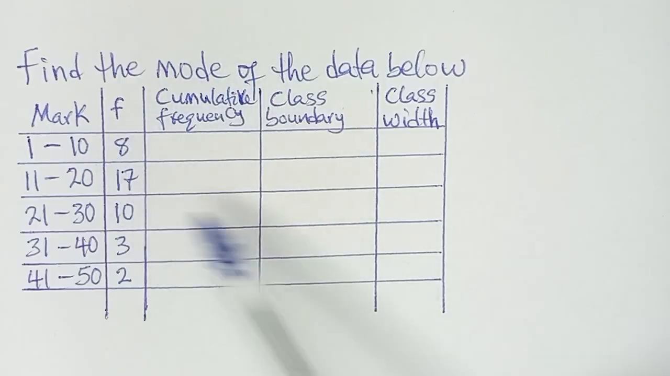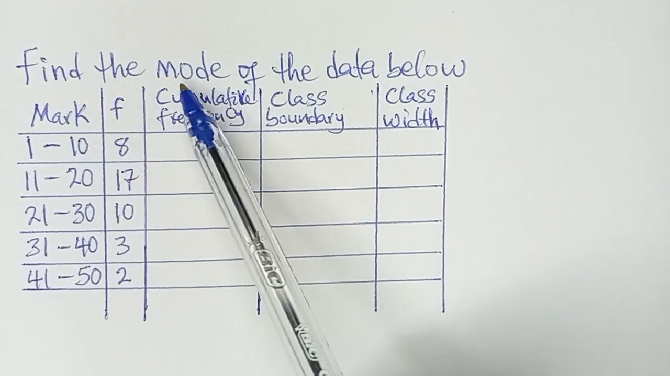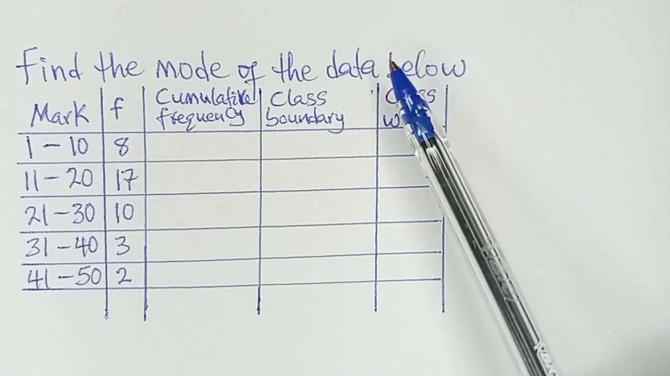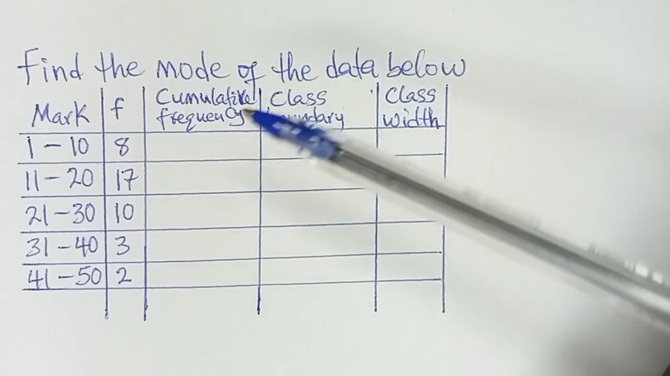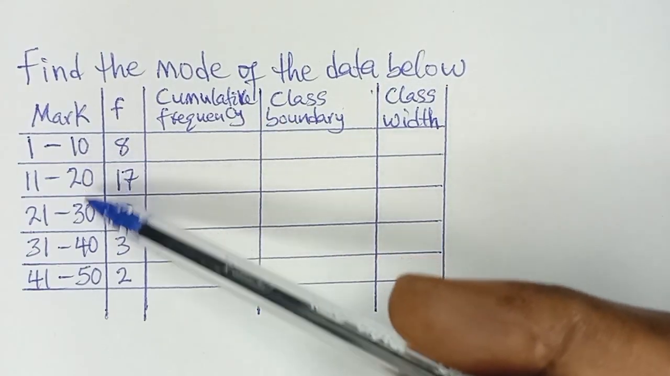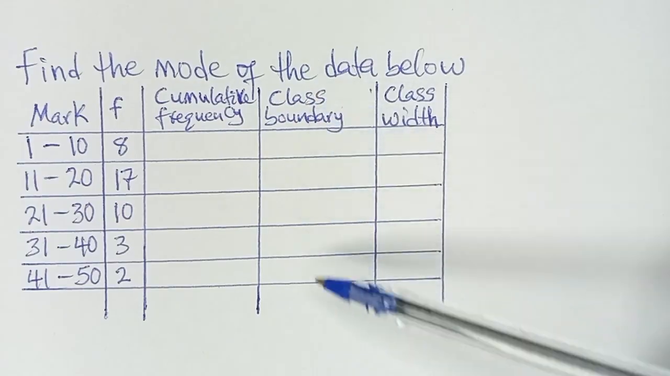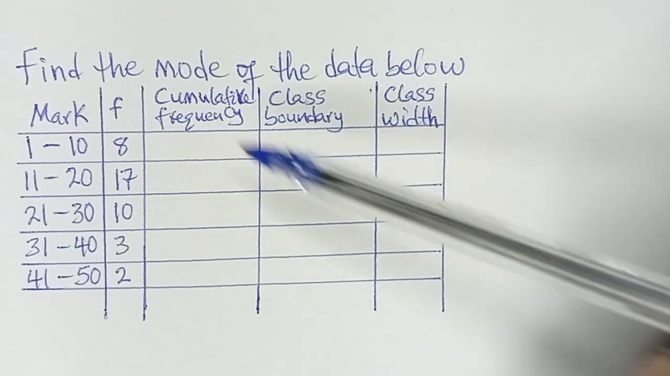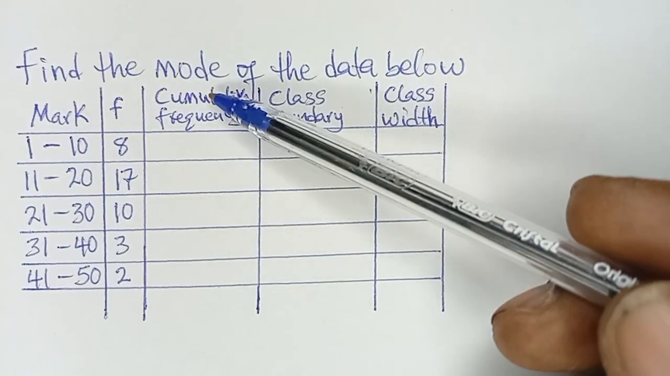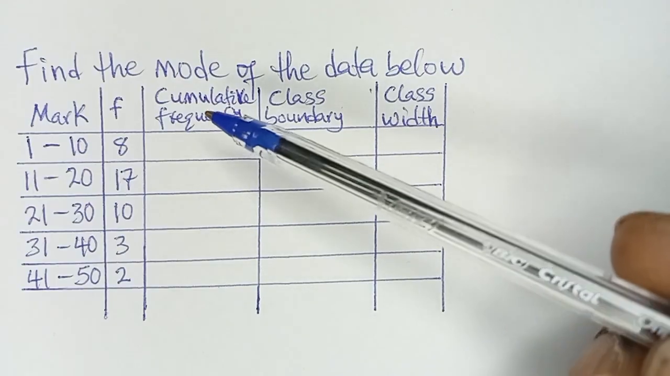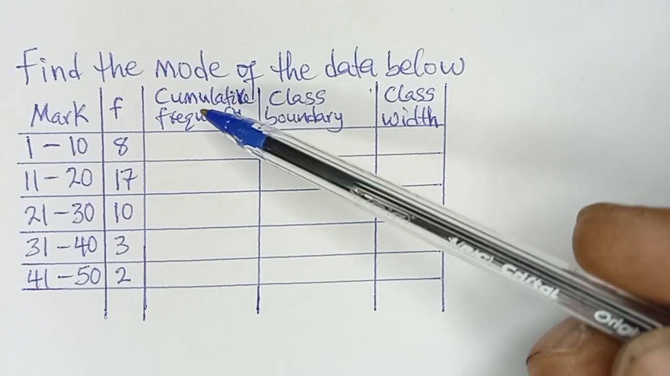Now, the question on statistics here says find the mode of the data below. For us to find the mode of this data, this is group data. For us to find the mode, we need the class boundary, we also need the class width. And then for the position of the mode, we also need the cumulative frequency.